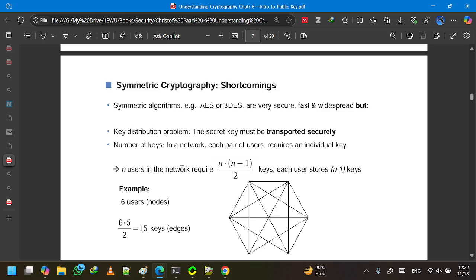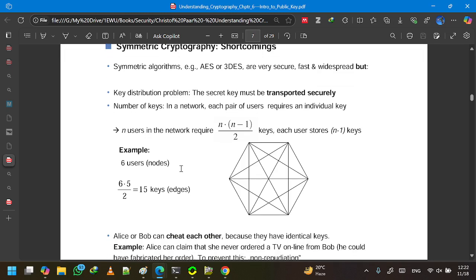The another problem is not actually a problem of Diffie-Hellman, but a problem of symmetric cryptography. Is that the key management problem? Because when the number of users grows, the key size is n multiplied by n minus 1 divided by 2.